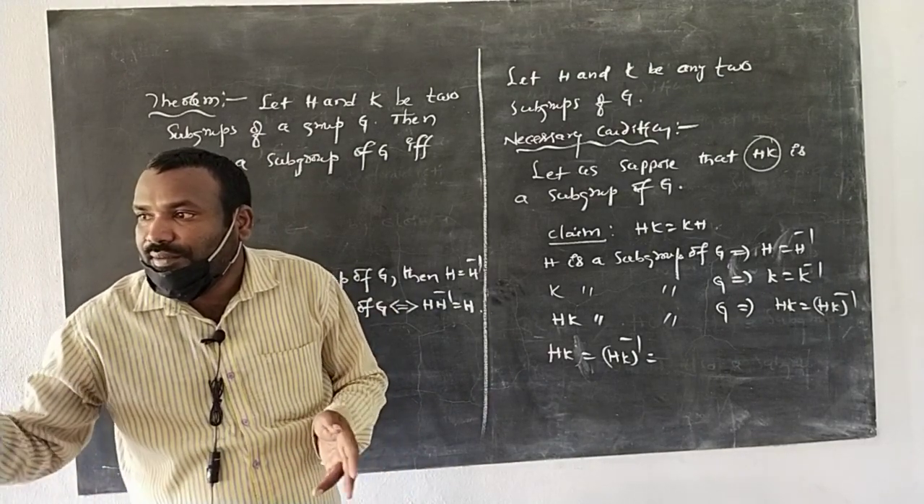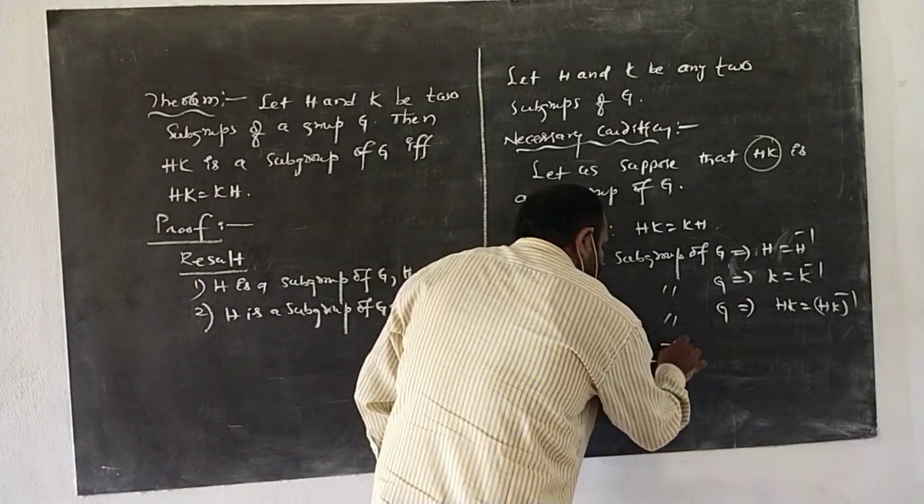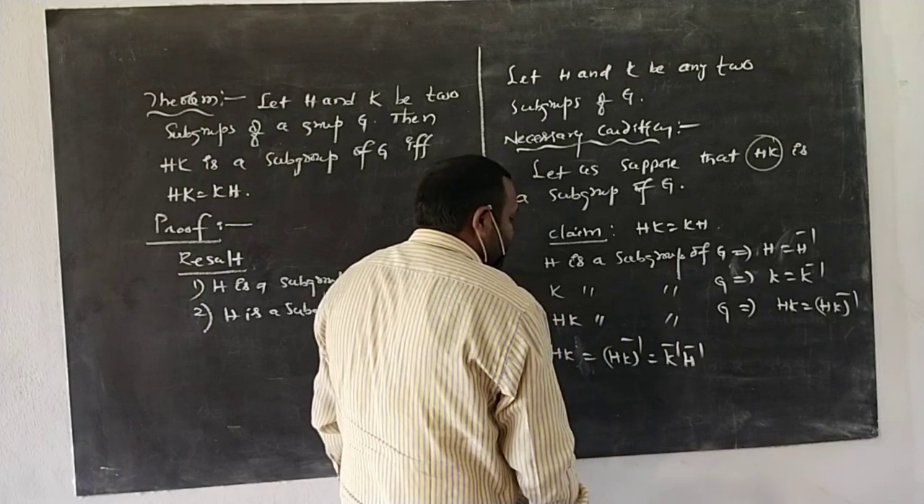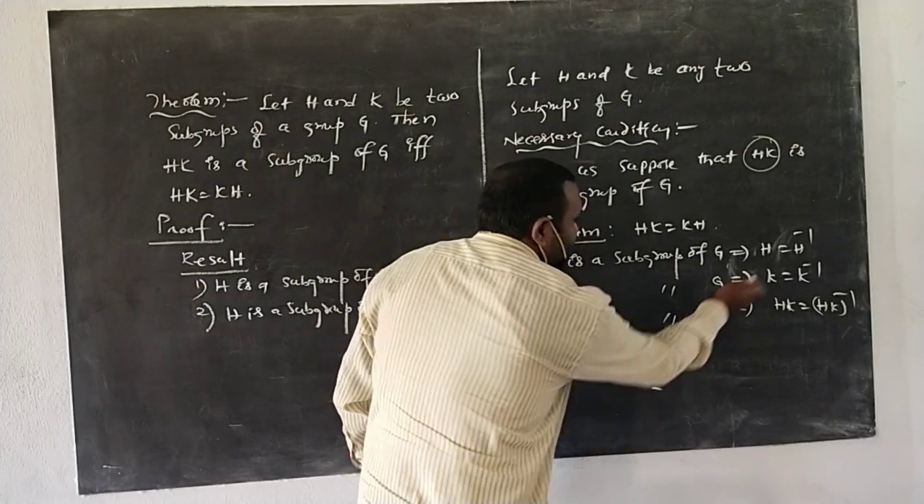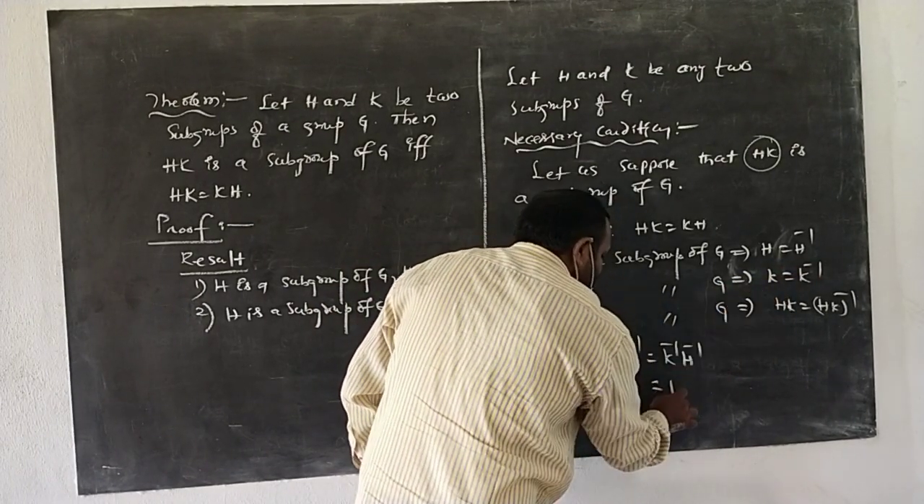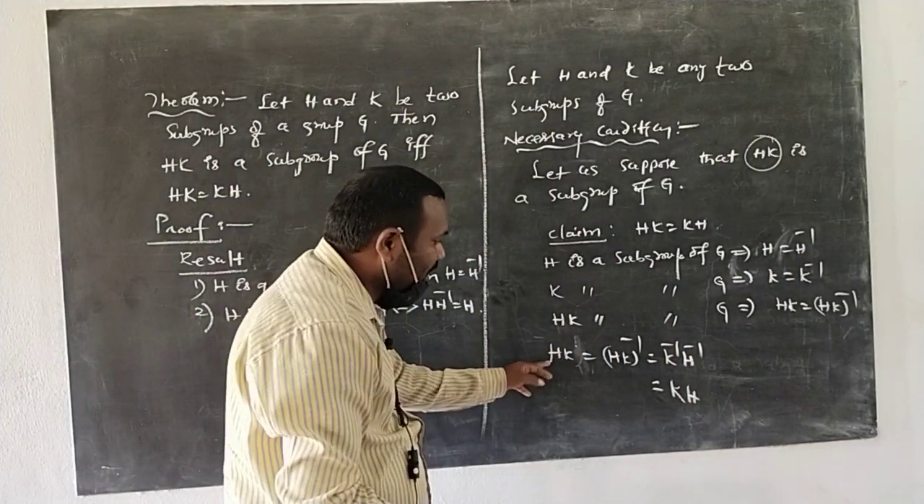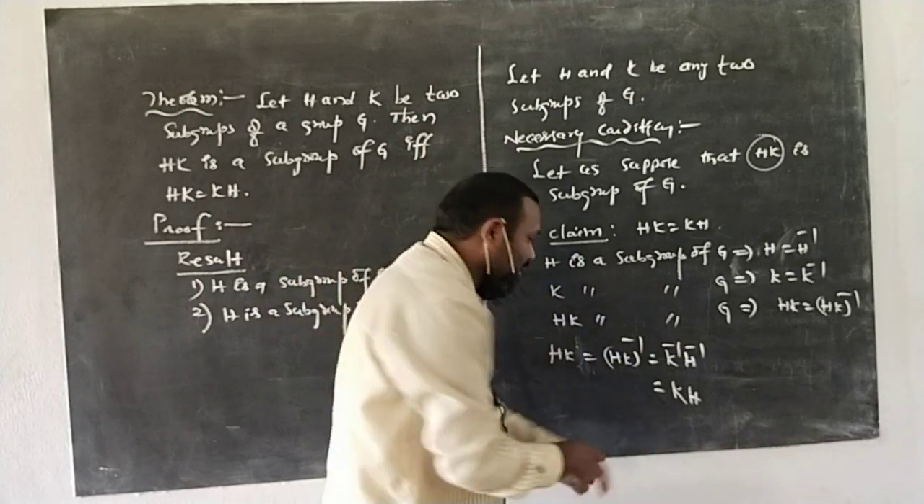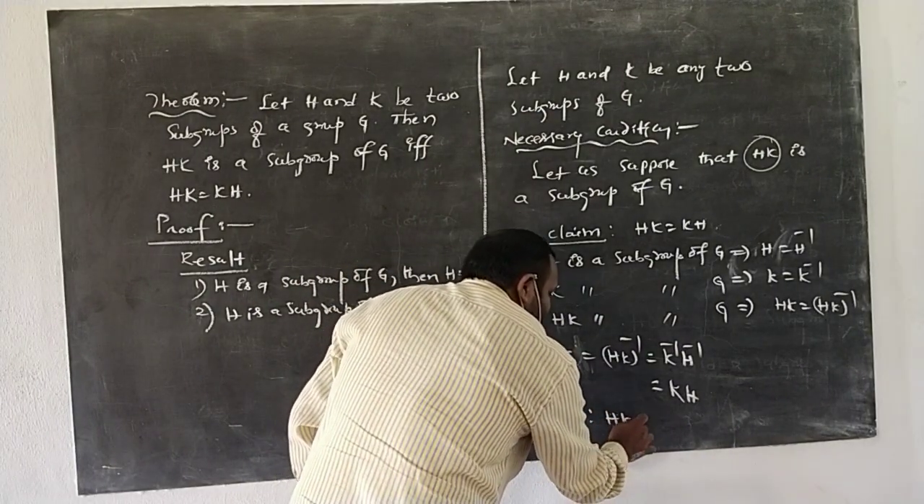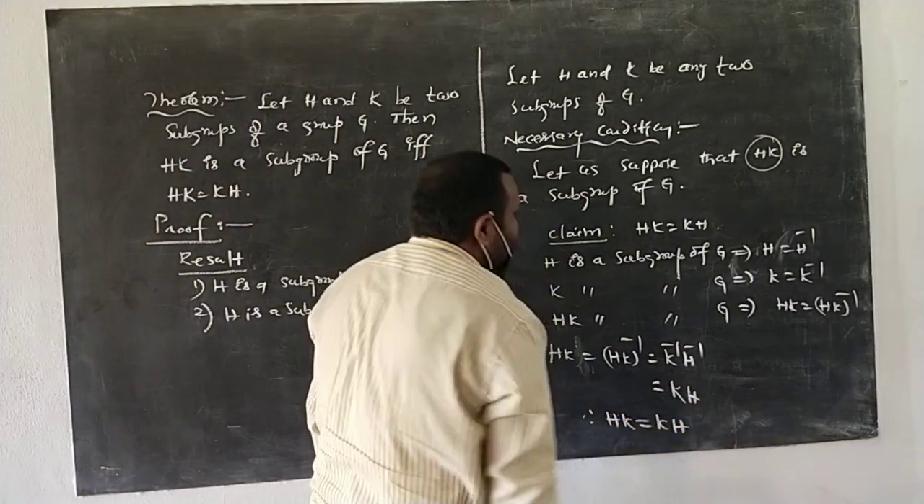You take HK equal to HK whole inverse, but HK whole inverse can be written as K inverse into H inverse. What is K inverse? K inverse equal to K. H inverse is H. So when you take HK, you get KH. That means HK equal to KH. That is our claim.